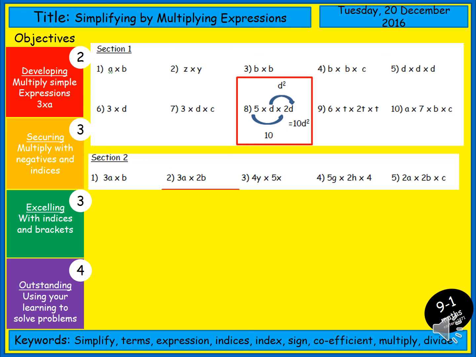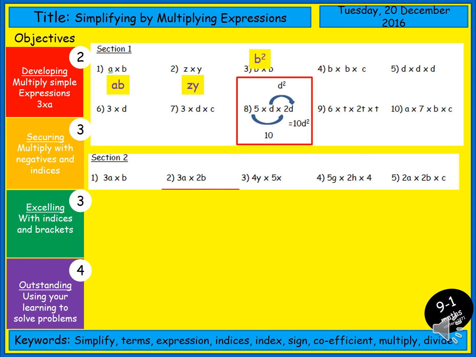Okay, so for question 1, we've got A times B. When we've got that, we don't have any numbers, we don't need to worry about that, we've just got AB. Similar, Z times Y, we can just write that as ZY. Also, something to note, you can write it either way around, so you could write it as YZ, you'd get the answer either way.